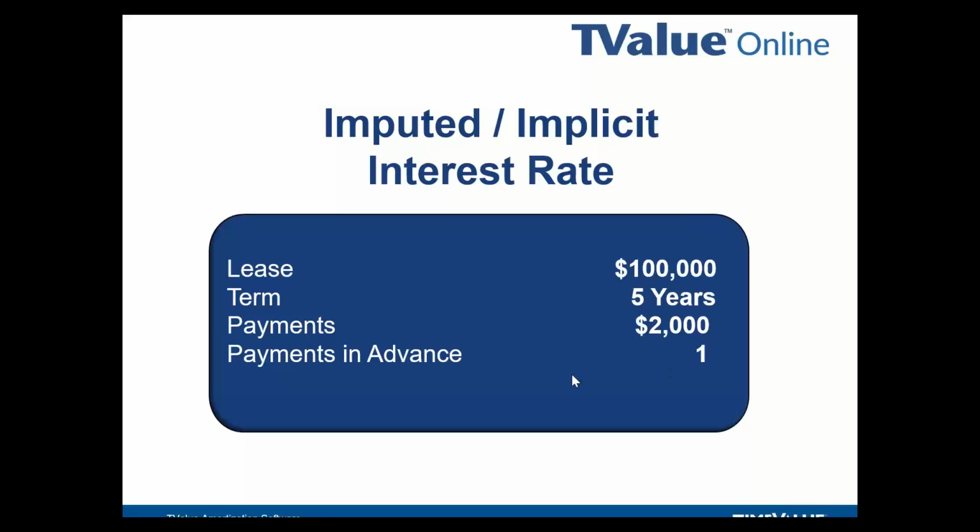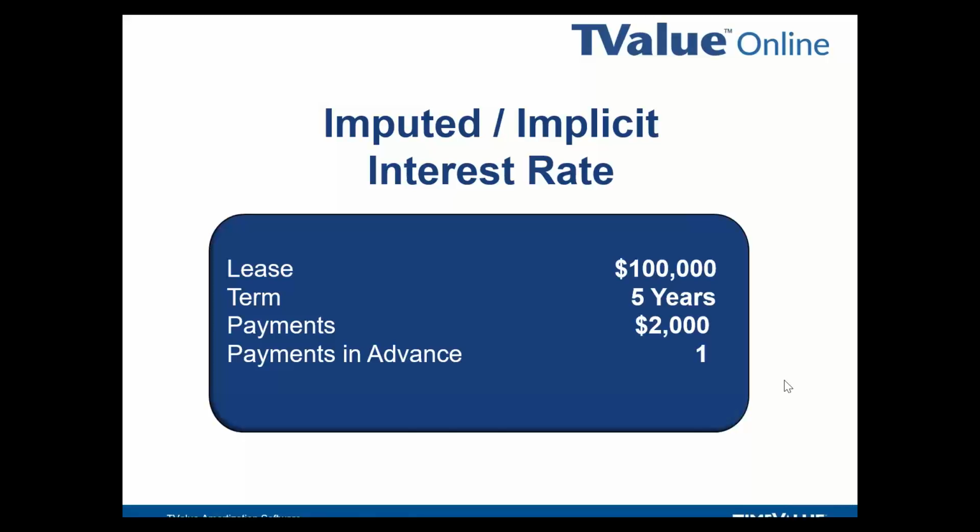Imputed or implicit interest rate. That's basically the unstated interest rate. Once again, someone might be dealing with the rate factor or some other way of presenting their case. So let's do a $100,000 5-year, one payment in advance, and our payments are $2,000, and let's solve for the interest rate.